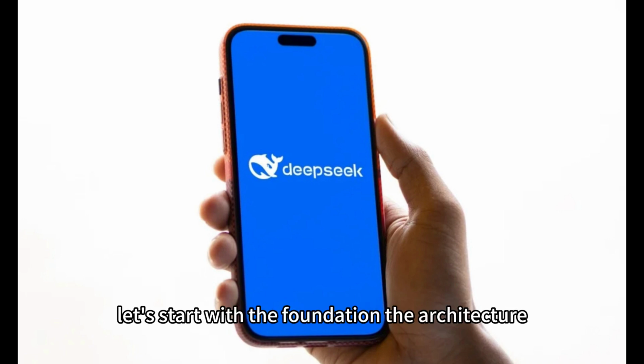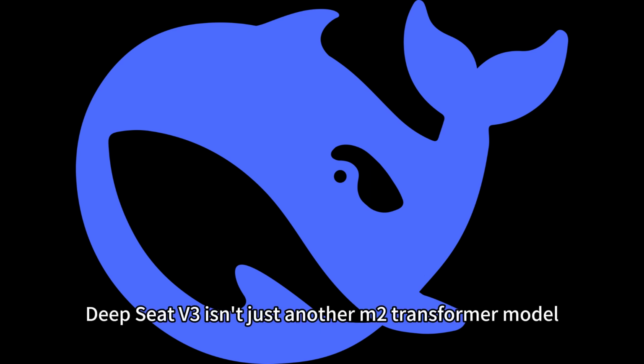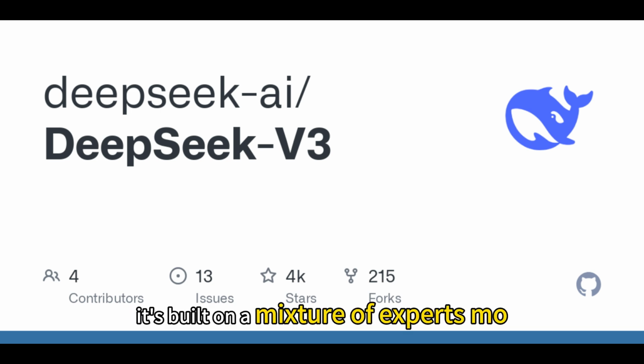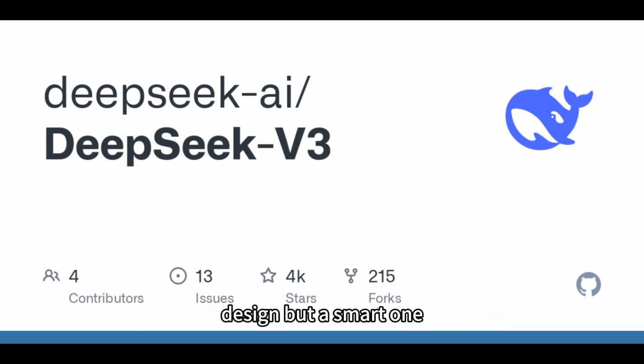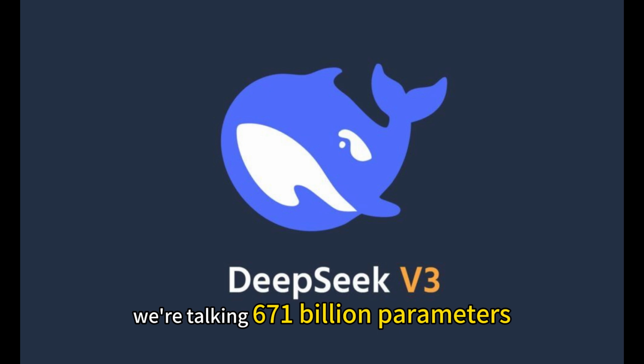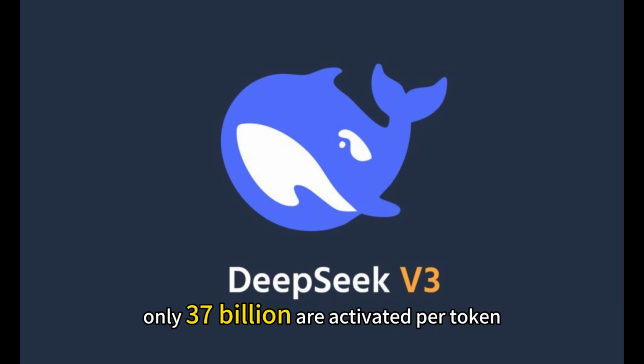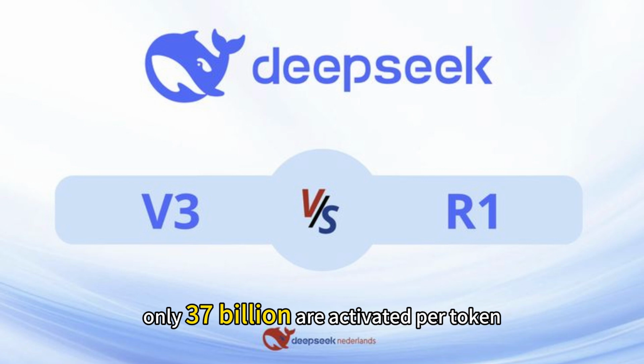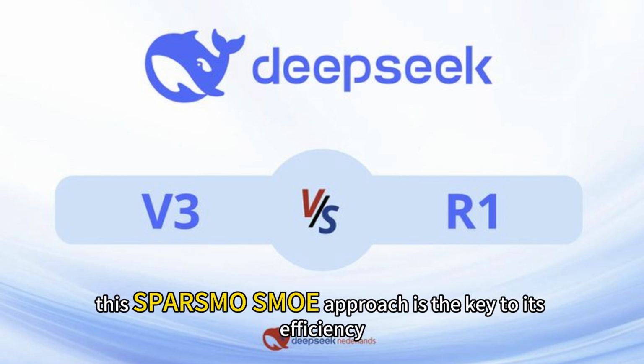Let's start with the foundation, the architecture. Deepseek V3 isn't just another me-too transformer model. It's built on a mixture of experts design, but a smart one. We're talking 671 billion parameters, but here's the kicker. Only 37 billion are activated per token. This sparse SMoE approach is the key to its efficiency.